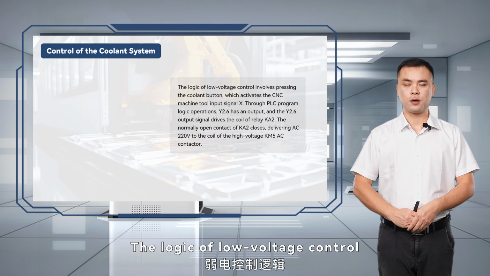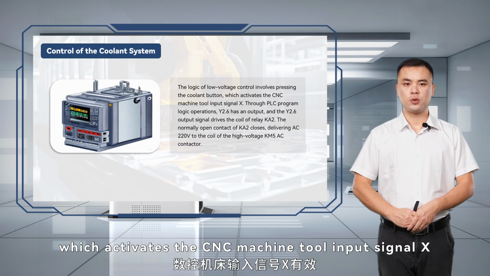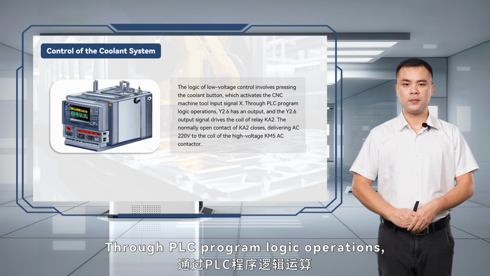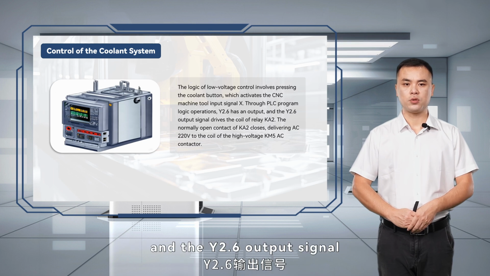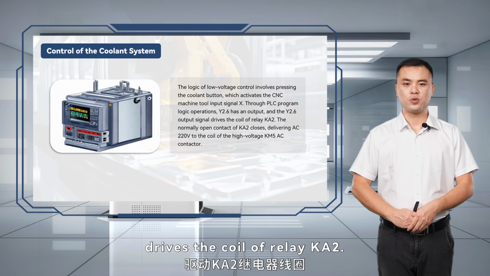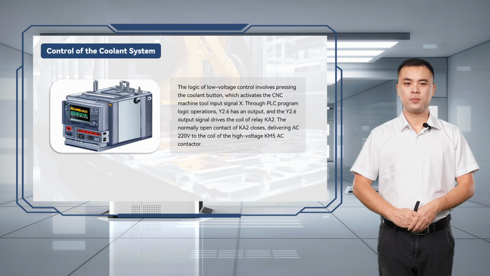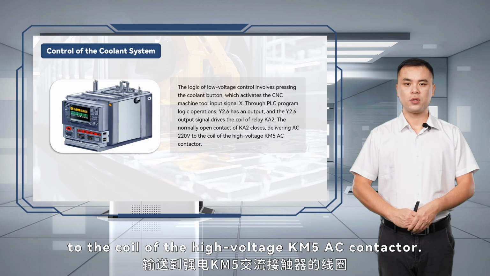The logic of low-voltage control involves pressing the coolant button, which activates the CNC machine tool input signal X. Signal X has been pre-wired. Through PLC program logic operations, Y2.6 has an output, and the Y2.6 output signal drives the coil of relay KA2. The normally open contact of KA2 closes, delivering AC 220 volts to the coil of the high-voltage KM5 AC contactor.